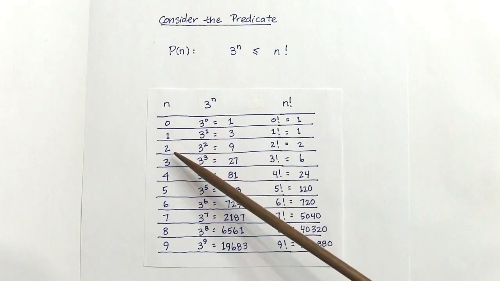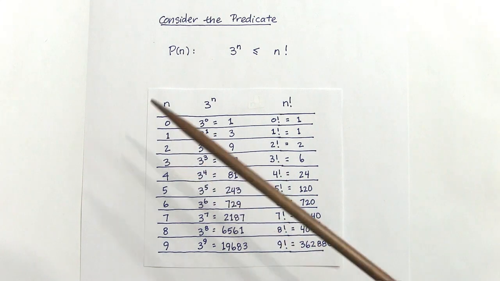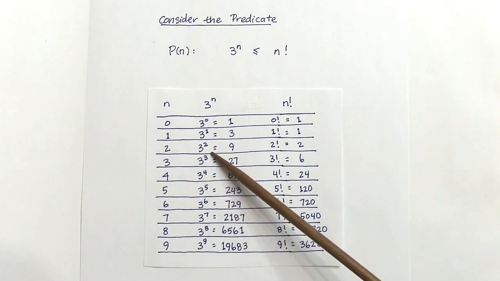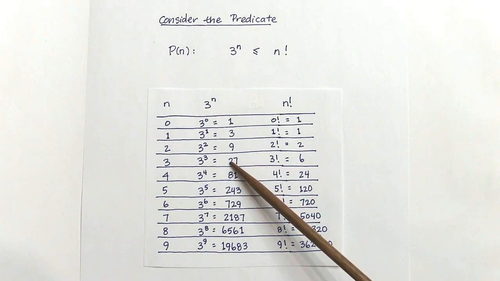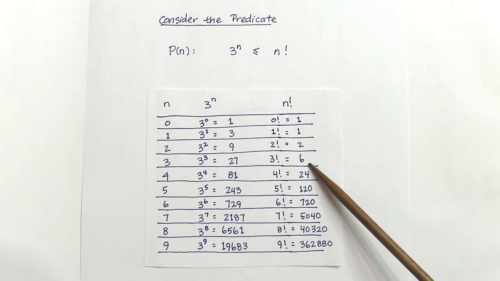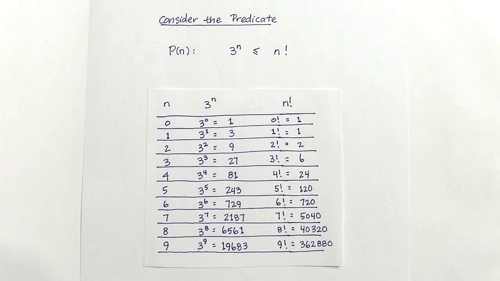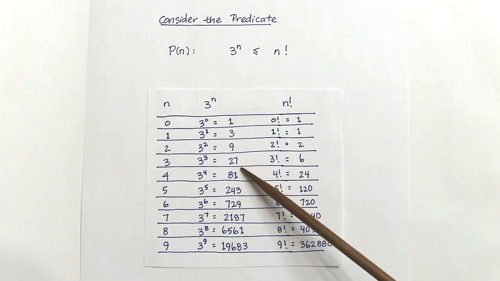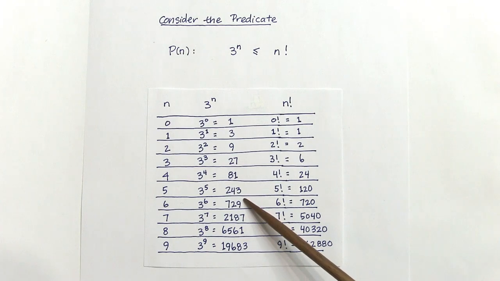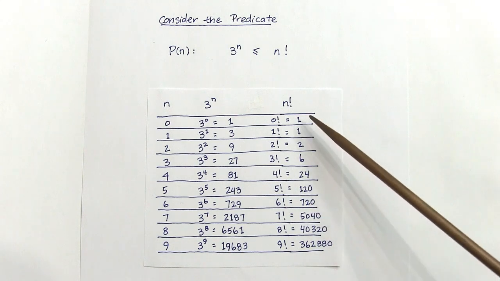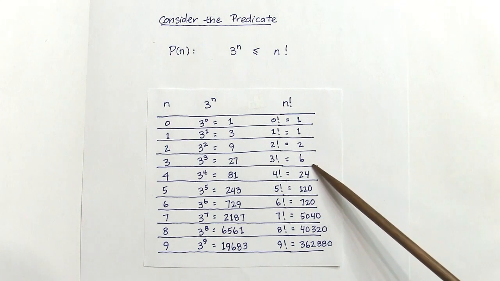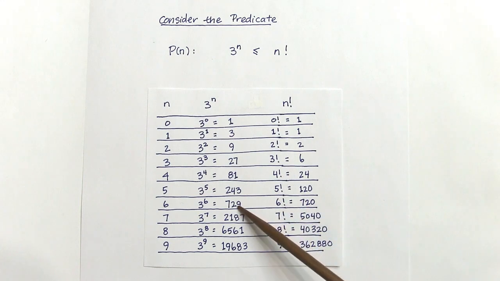And similarly for n is 2 and 3. Let's look at n is 3. 3 to the 3 is 27, 3 factorial is 6, and 27 is not less than or equal to 6. Maybe this predicate is never true for any n value. Let's keep scanning down the table. Oh, look! When n is 6, we're getting really close. So n factorial started out rather slowly, but now it's closing in on 3 to the n.